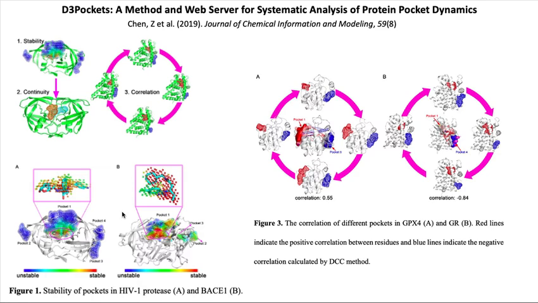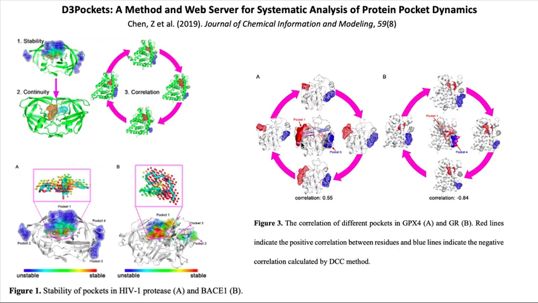Hello, I am Theodore Belecciu, and in this 3-minute paper presentation, I will be discussing a paper titled D3Pockets, a method and web server for the systematic analysis of protein pocket dynamics. In this paper, the authors aim to describe the features of a web server they designed, which measures the dynamic properties of protein binding pockets using molecular dynamics. For their analysis, they used 5 protein structures, including the HIV-1 protease.